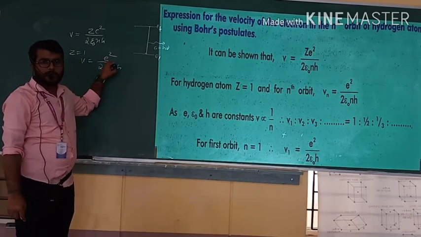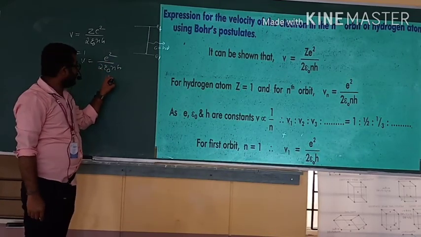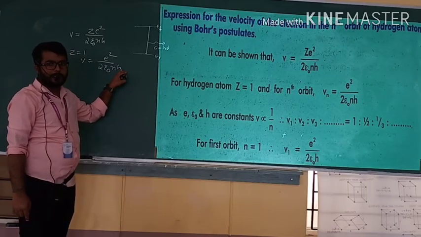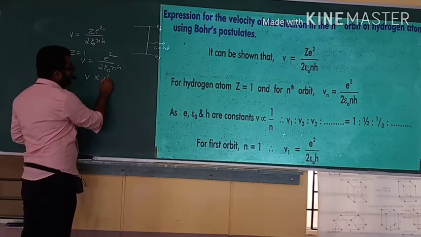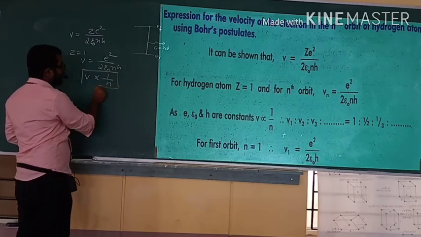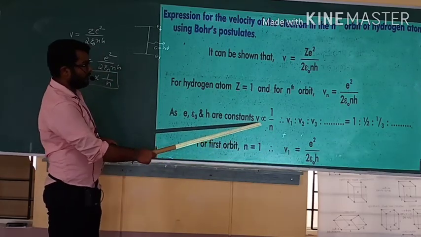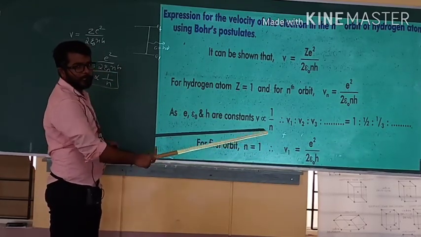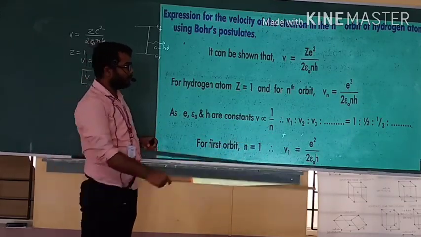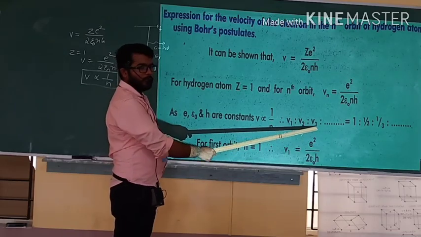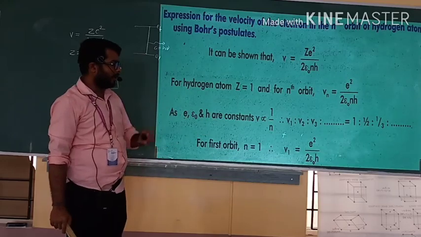Here e is the charge of the electron, it is constant, 2 is constant, and epsilon is the absolute permittivity. Then v is proportional to 1 divided by n. So remember this equation. Substituting the values of n is equal to 1, 2, 3, you can get v1 is to v2 is to v3 is equal to 1 is to 1 by 2 is to 1 by 3 and so on.